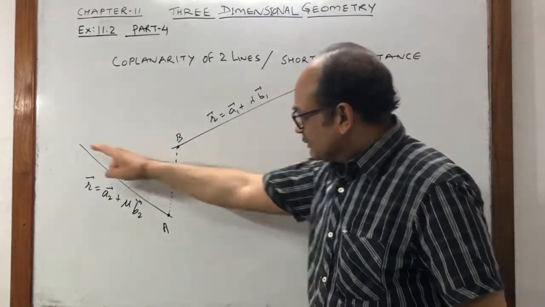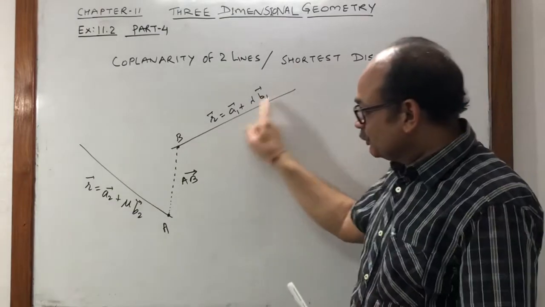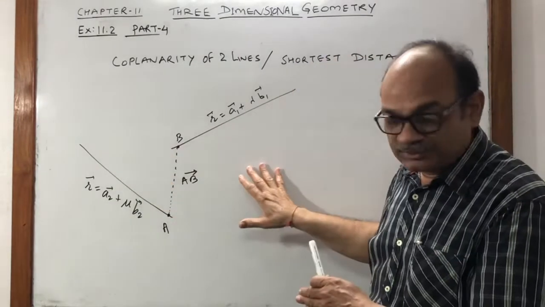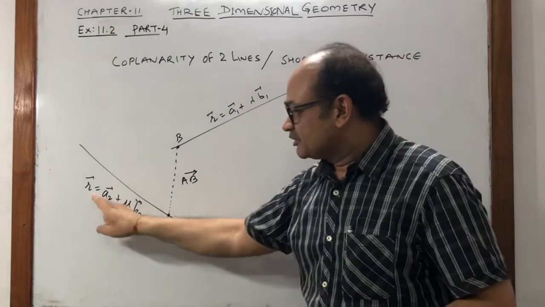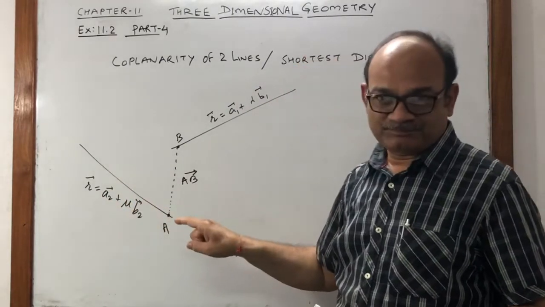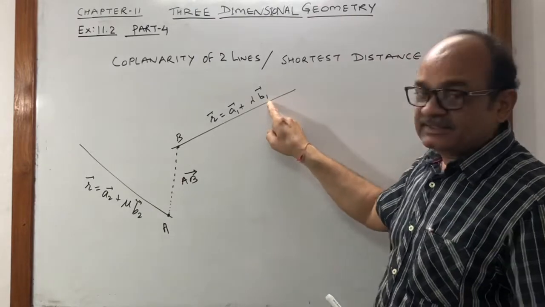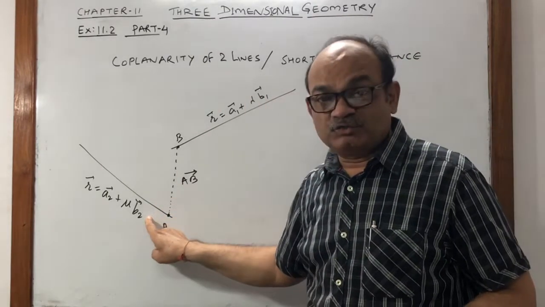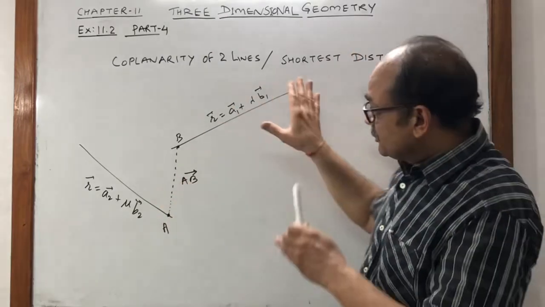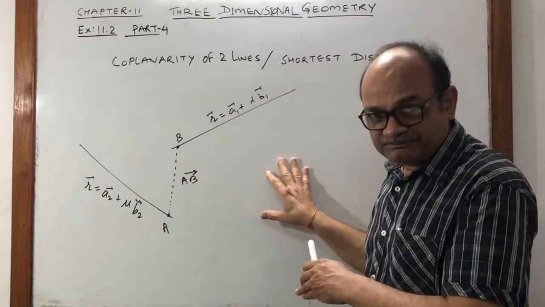So first we start, what is coplanarity? Suppose two lines are on this whiteboard, r equals a1 plus lambda b1 and r equals a2 plus mu b2. It means this line is parallel to vector b1 and this line is parallel to vector b2. These two vectors b1 and b2 are on this plane, correct?